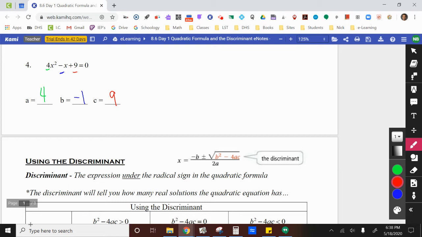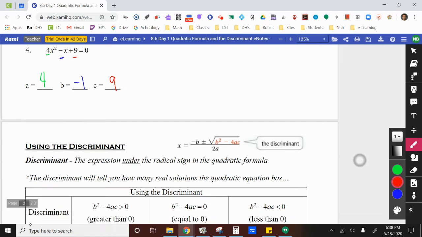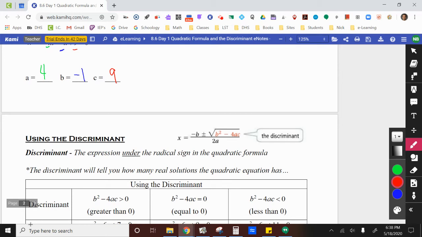So here's the definition. This is the expression under the radical sign in the quadratic formula. That's this b squared minus 4ac piece. What the discriminant will tell us is how many real solutions the quadratic equation has. That's important because sometimes our quadratic formula has one solution, sometimes it has 2 solutions, and sometimes it has no solutions. If we identify a, b, and c first, and then use the discriminant, b squared minus 4ac, that can tell us a lot of information.